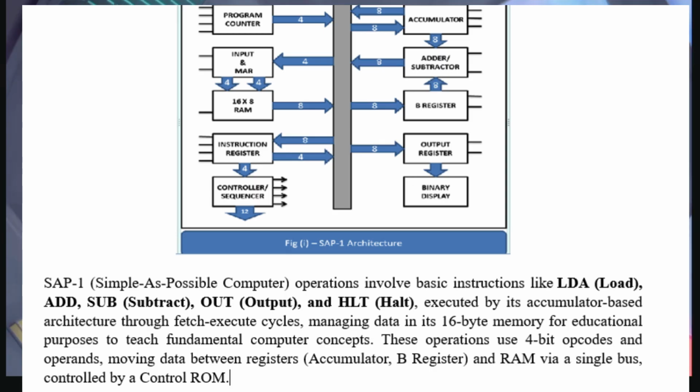Then for SAP-1 programming, it involves using a very limited set of 5 instructions because there's no high-level language, just assembly language, or the mnemonics, which are then translated into machine code, which is the binary. So we have here the LDA for loading the accumulator, then ADD for addition, SUB for subtraction, OUT for output, and HLT for halt. So that's all for the SAP-1 operations.